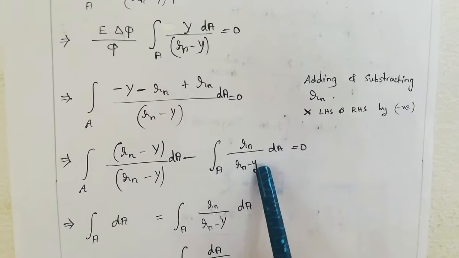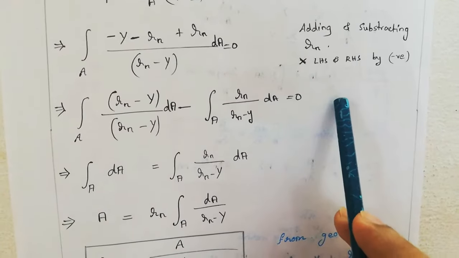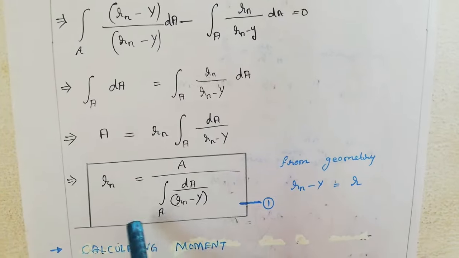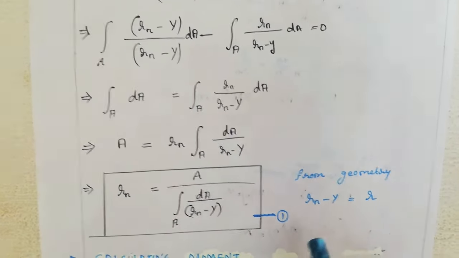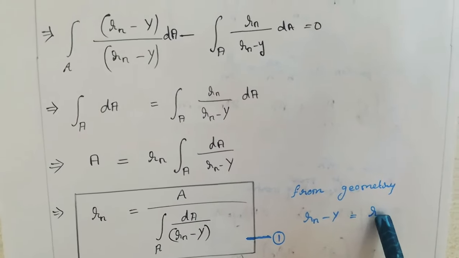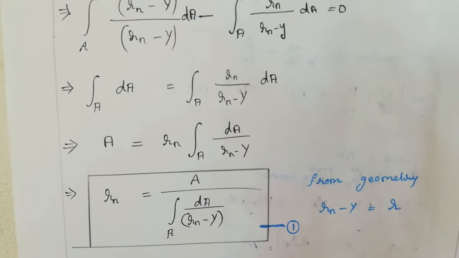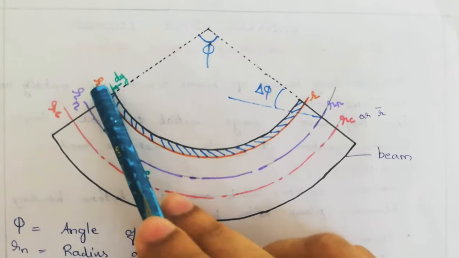Set it into different terms. Bring one term to the right side. We will get an expression for A. From this we can get the position of the neutral axis, R suffix n. Here Rn minus y is equal to R. This is the radius of curvature of the section. We can go to the geometry to check Rn minus y. This is Rn, this is y. Rn minus y will give the R.